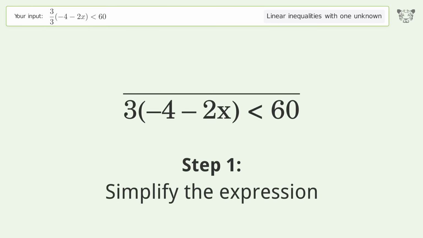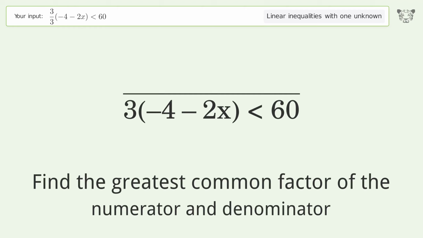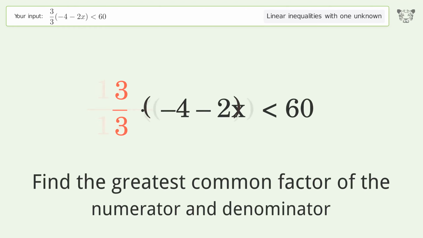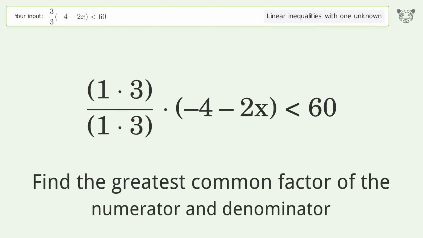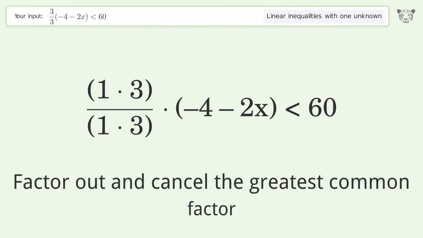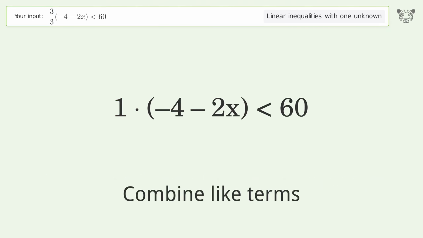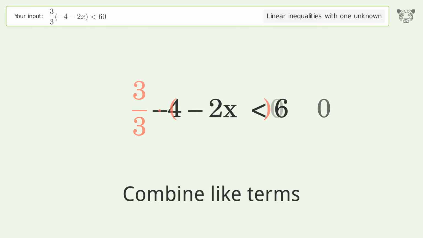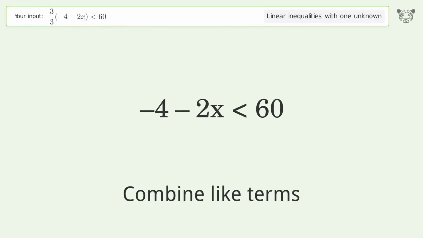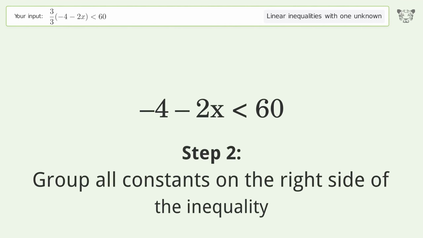Simplify the expression. Find the greatest common factor of the numerator and denominator. Factor out and cancel the greatest common factor. Combine like terms. Group all constants on the right side of the inequality.